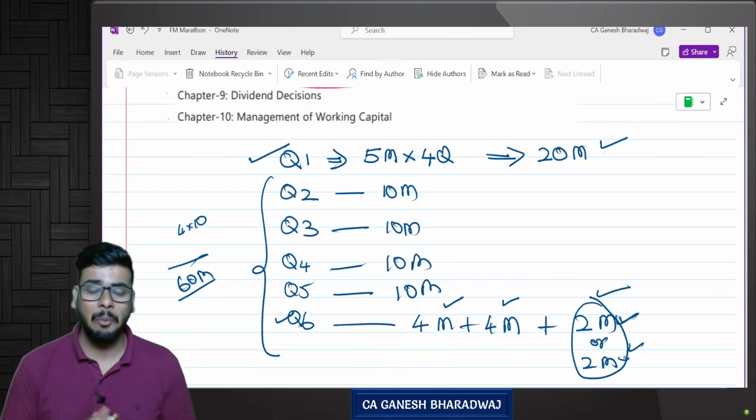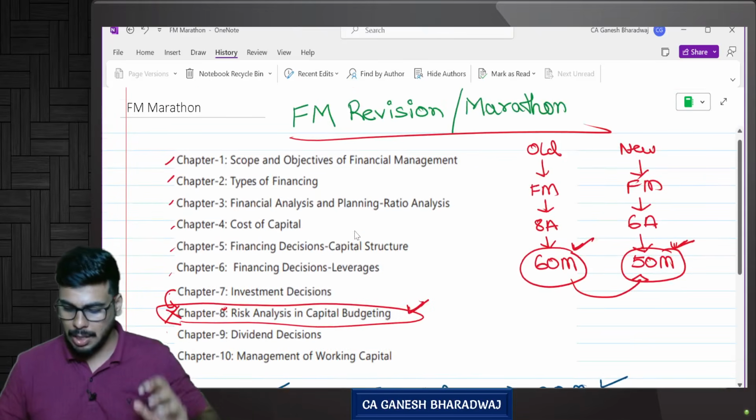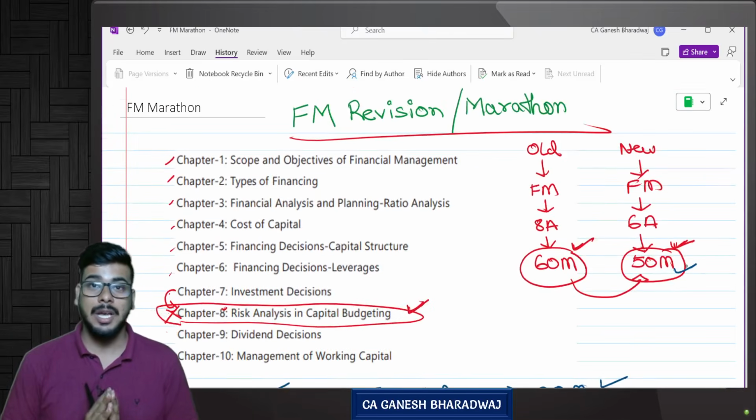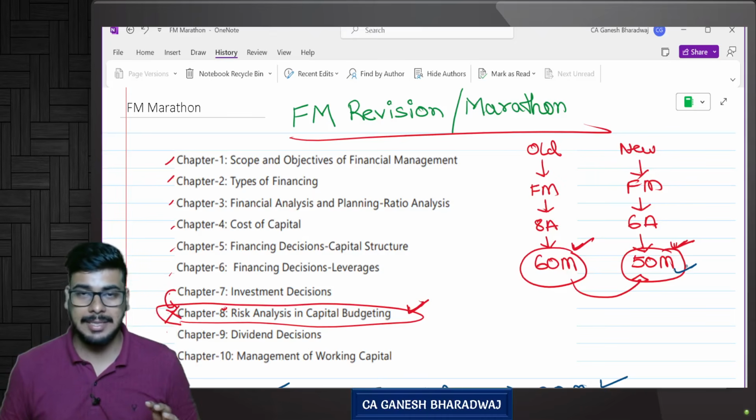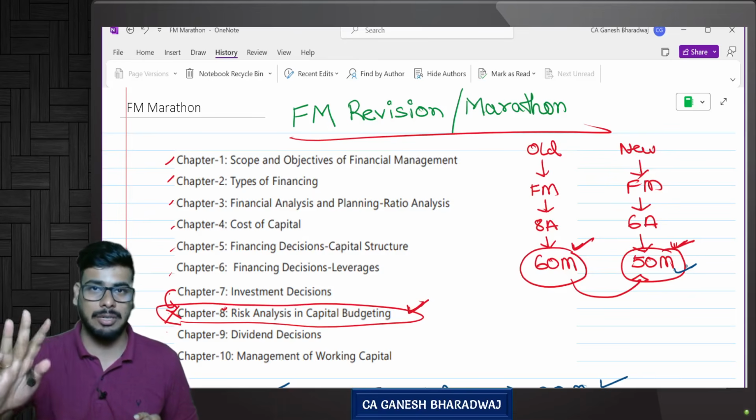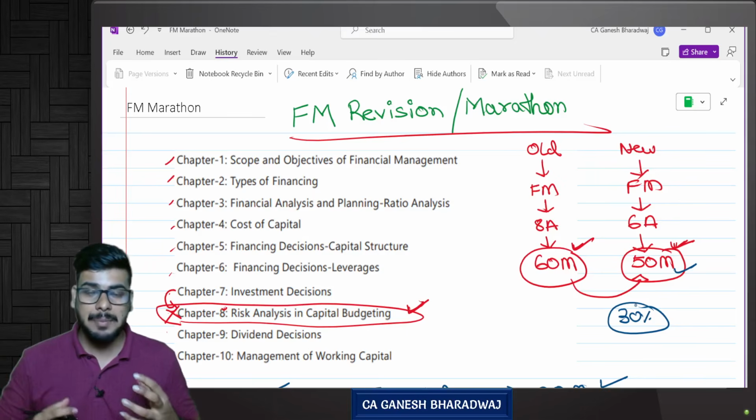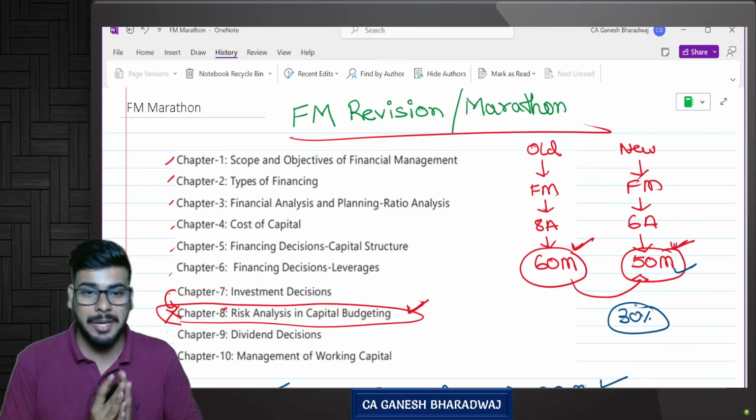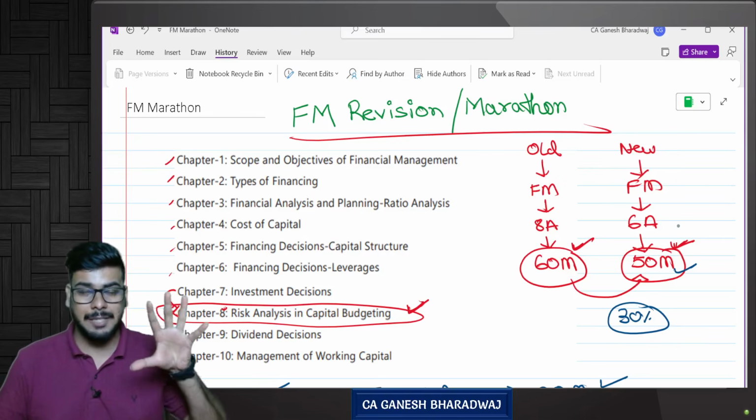Now, the new syllabus, the proposed syllabus, what they have done is they have reduced the total number of marks to 50, right? Apart from that, in the new syllabus, they have mentioned that for all the 6 subjects that are there in your CA intermediate exams, 30% will come from MCQ. 30% will be multiple choice based questions. Now, this FM paper carries 50 marks.